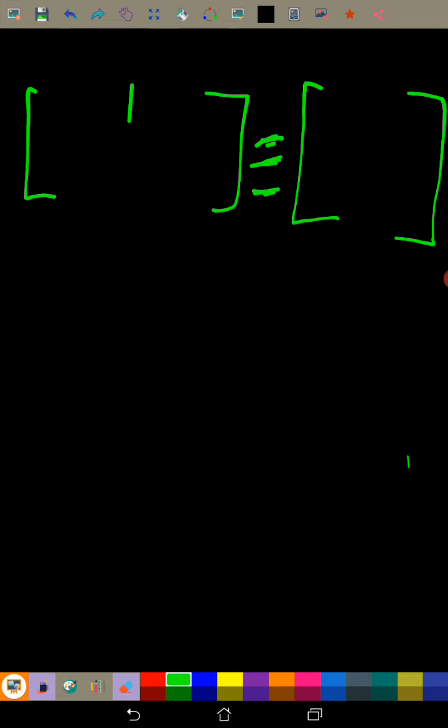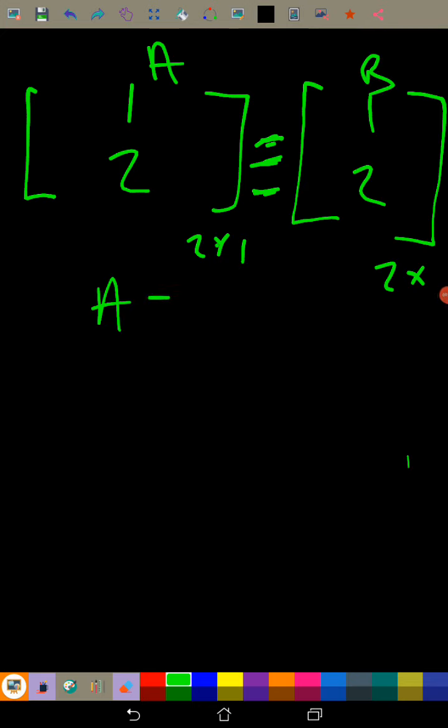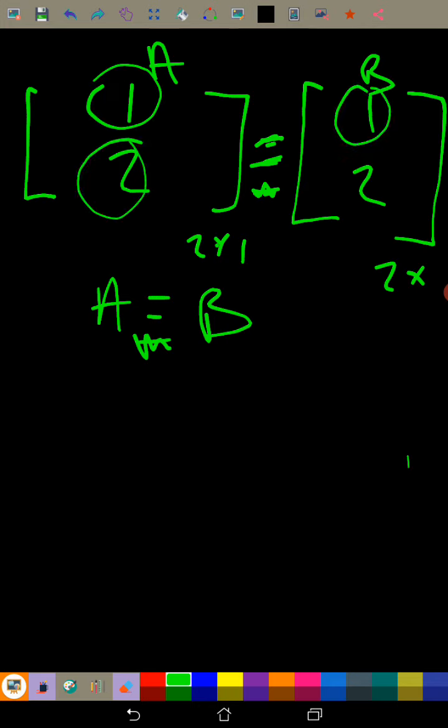So if you have 1, 2, and you have 1, 2, this is a 2, 1 matrix. This is a 2, 1 matrix, but this is A and this is B. They say they are equal if they are not equivalent, but they are equal, and their entries are just the same. So that's why they're equal.